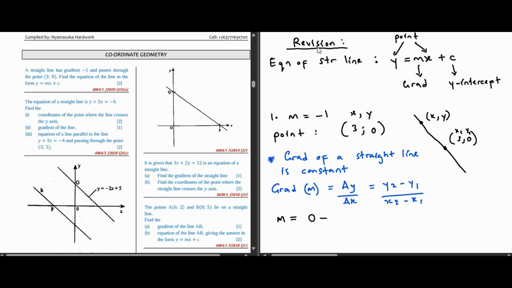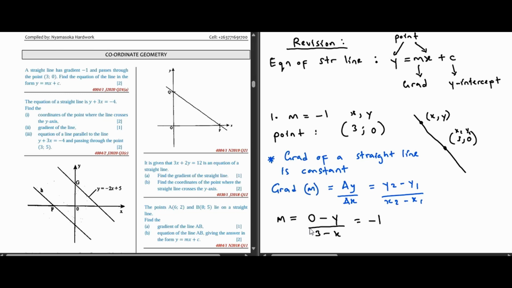Ndanga ndaichinja because nachida kuaccommodate this, but ndaona kuti I create another problem. So here becomes 0 minus y, like that. I hope I didn't confuse you. Over that over x2 minus x1 kureva kuti 3 minus x. This is the gradient. Takatopiwa gradient kudhara minus 1, saka this is equal to minus 1.